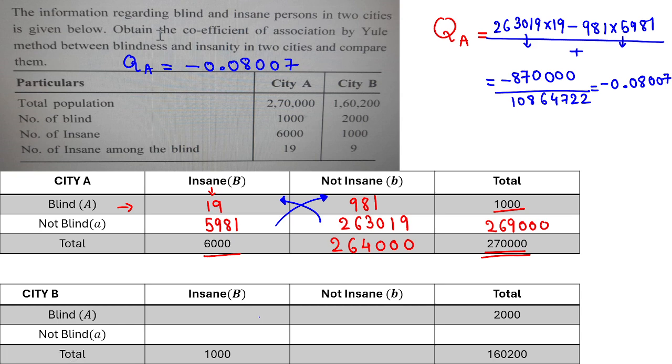Similarly, let us try to fill the table for B. For B, I have written this value total, and then blind for city B, that is 2000 over here, incense 1000 over here. In that case, they have given 9 are blind among incense. So if these are 9, from 1000, if we remove 9, we get 991. From 2000, if you remove 9, you get 1991.